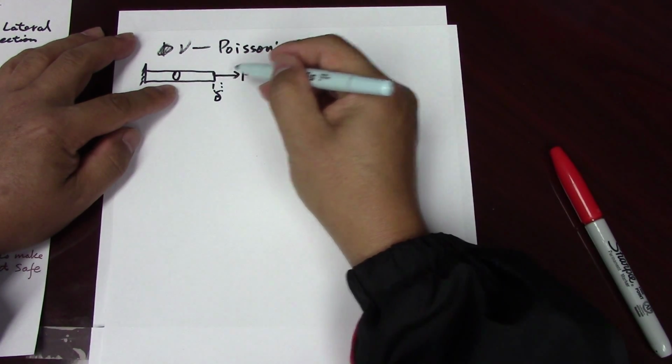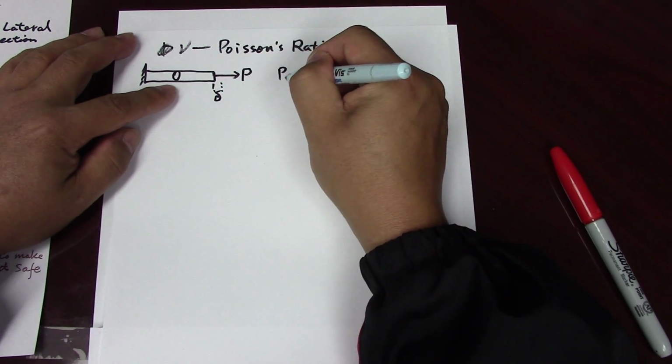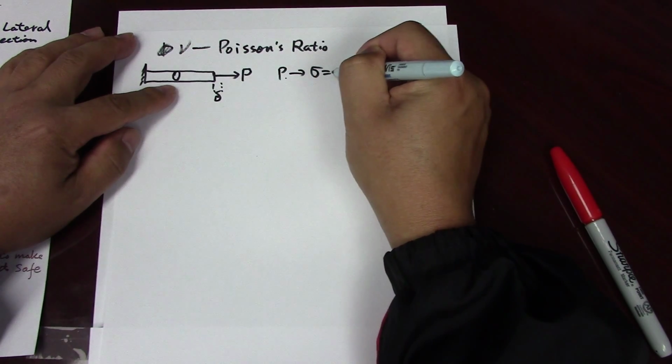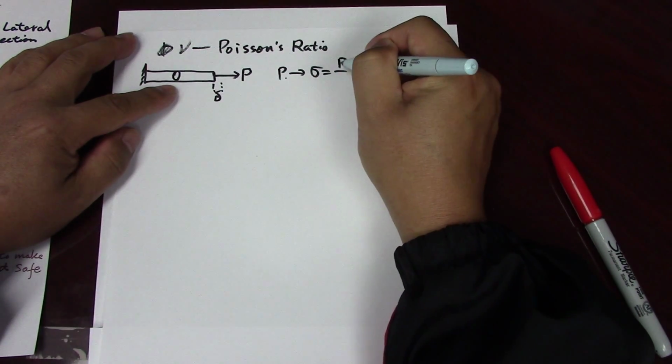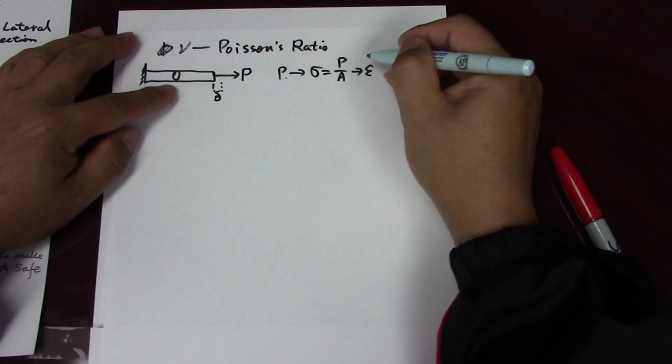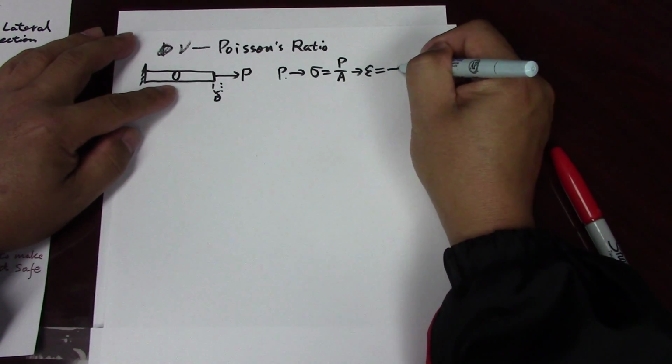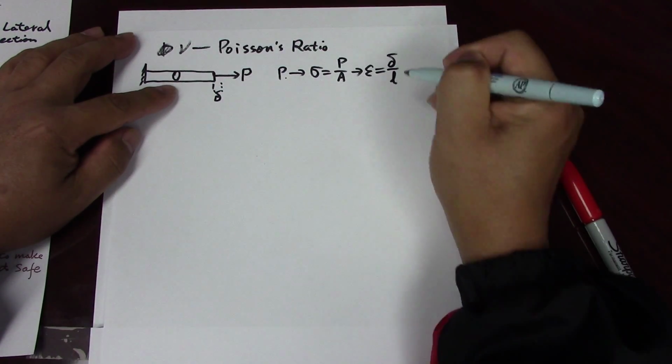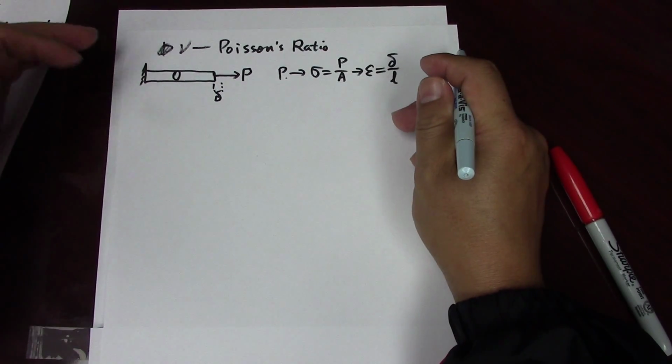So when you stretch this part, you elongate by delta. So we know when you give a load P, you're going to generate the stress. That is P over A. And that generates a strain, right? So the strain will equal basically delta over L, right? So that's in this loading direction.